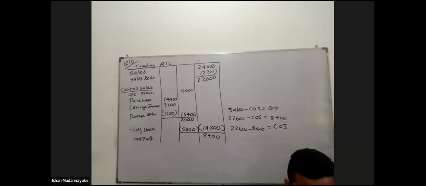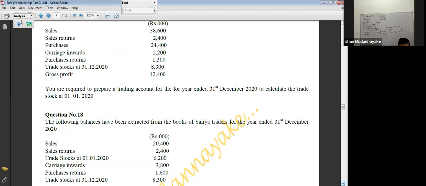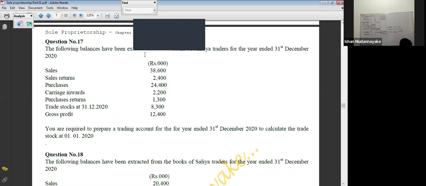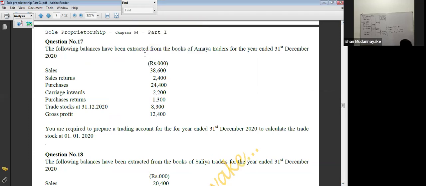Now, can you complete question of 17? From the question of 17, you are required to prepare the trading account for the end of 31st December and calculate the opening stock as at 1st January. You need to calculate opening stock. Now complete question of 17.